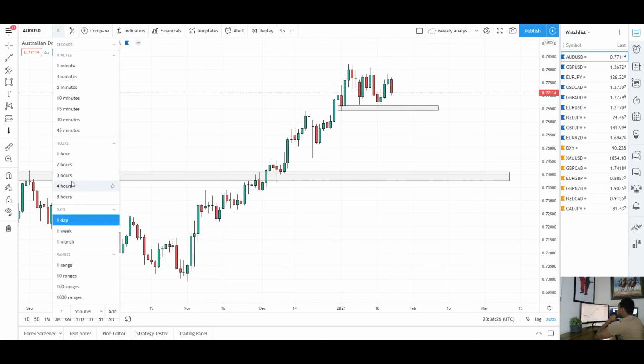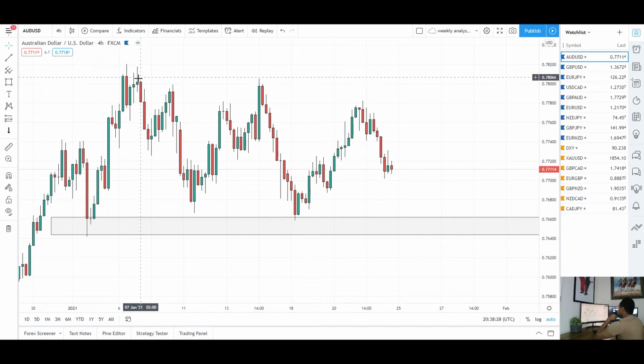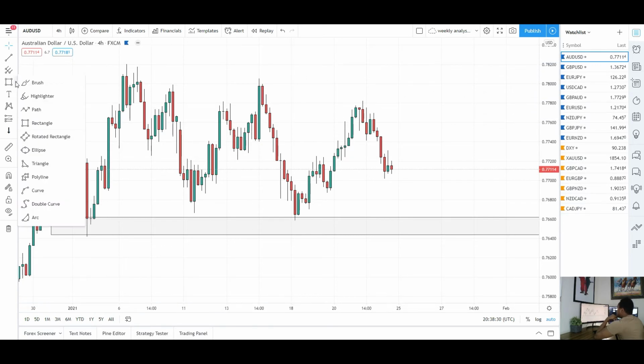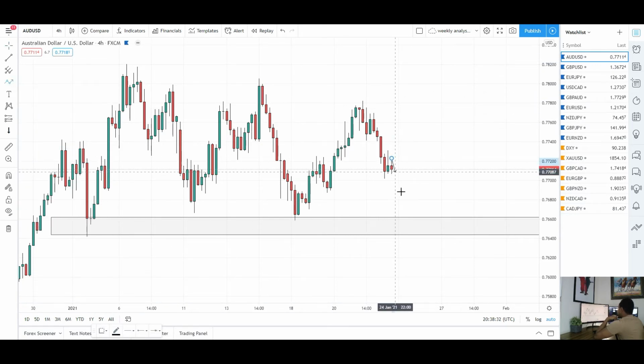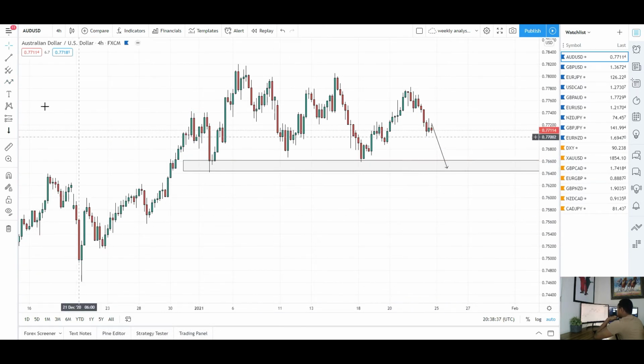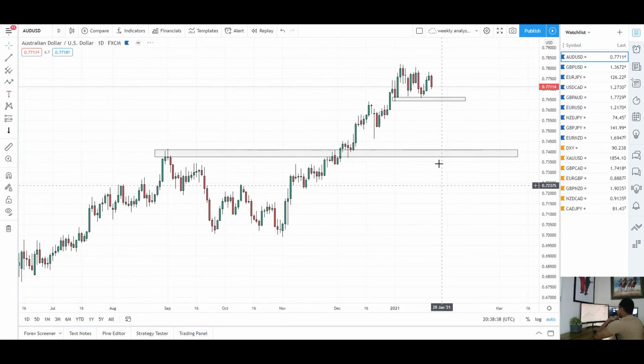On the 4-hourly, as you can see, we're just moving up and down. We are forming some lower highs, so probably to start the week off, we might see a move back into the support area. And if we break through it, again, we can start to see that daily starting to come in and that bigger move to the upside.